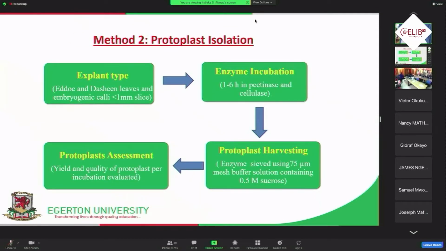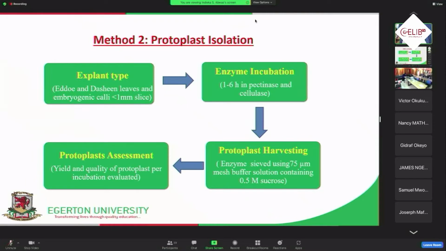The second step of the project for these MSc students was the actual isolation of protoplast. Again, we looked at 2 different species, including Egerton, and we also used 2 explants, that is the leaves and the embryogenic callus that we generated in method 1. We tested the enzyme incubation period because we used a combination of both pectinase and cellulase, and we used different time periods to see which was best for production of the protoplast.